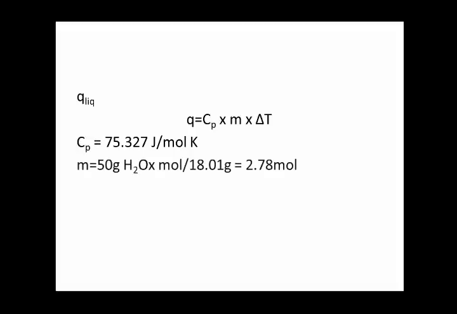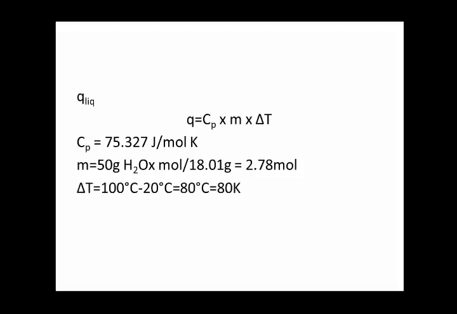Okay, so let's apply this to calculate Q of liquid. Once again, the specific heat can be looked up in tables, and the specific heat for water in its liquid form is 75.327 joules per mole Kelvin. Now notice we're working in moles. This means instead of using a traditional M, we're going to use an N, or put it into moles. So we're going to be using 50 grams of water. We'll multiply that by its molar mass, or 18.01 grams per mole, and get 2.78 moles.